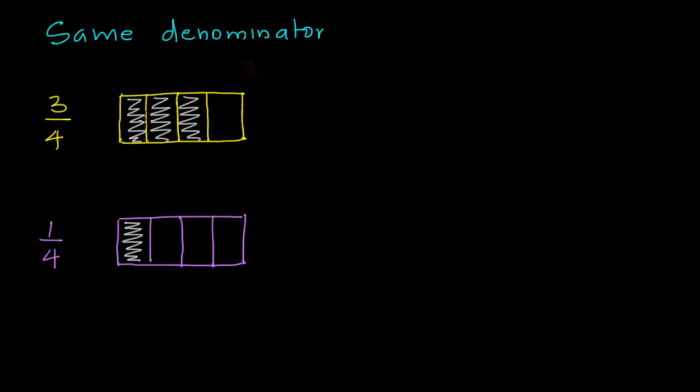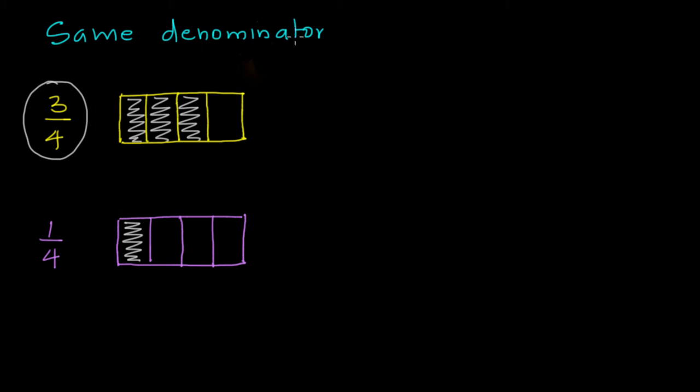So now you notice how the size of the pieces is the same in both of these fractions because the denominator is the same. The denominator decides how large the size of the piece is. So the size is the same. And in this case, you have 3 of the same size pieces, and in this case, you have 1 of the same size pieces. So obviously, this is a bigger fraction. So this is a case when the denominator is the same.